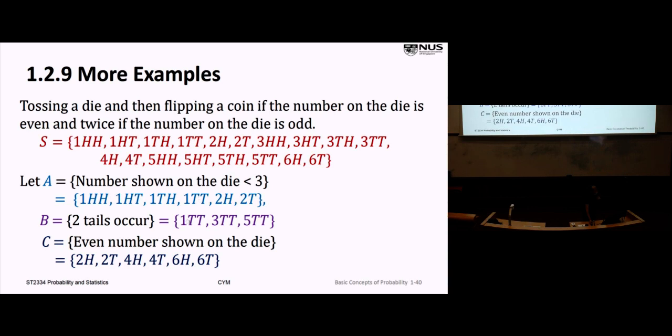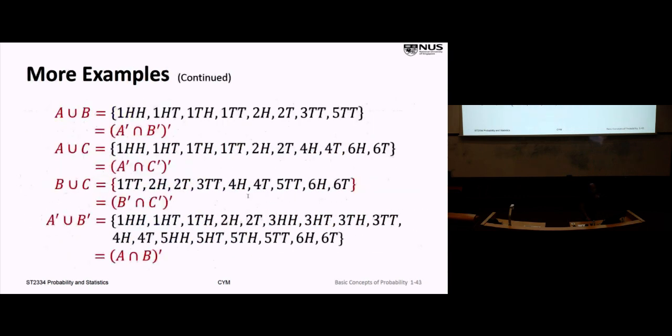This one's there, so I don't have to add it. This one isn't there, so I'll add it. This one isn't there, so I'll add it. So basically, as you can see, A union B looks like that. It's just a constituent of all those points.